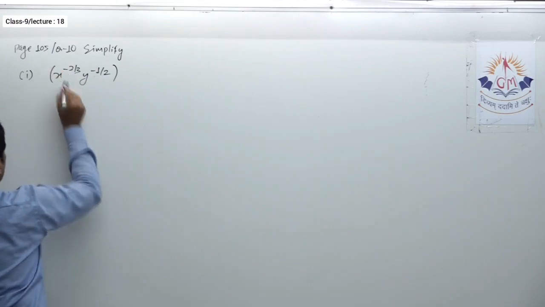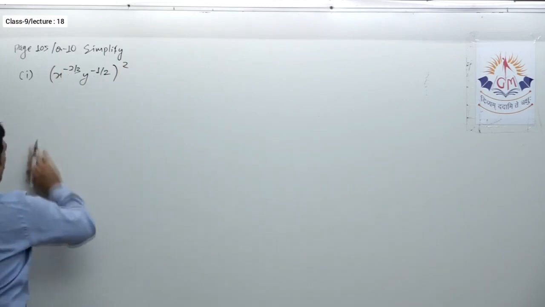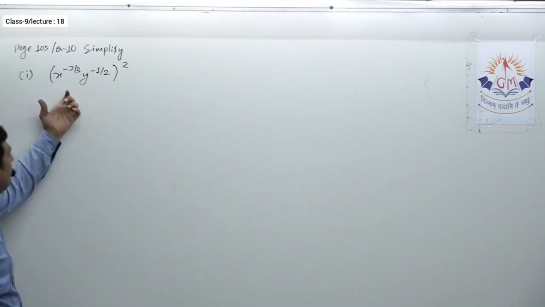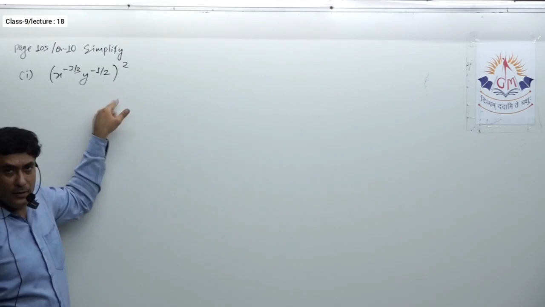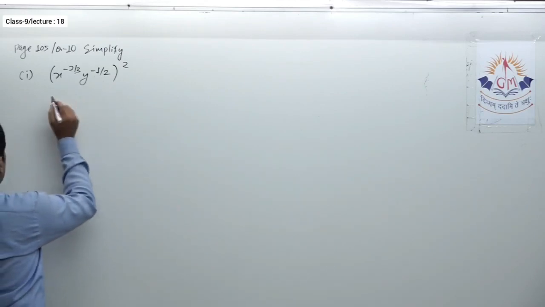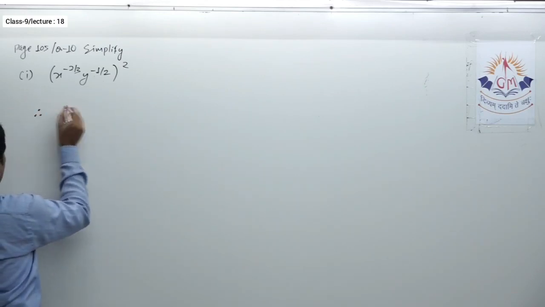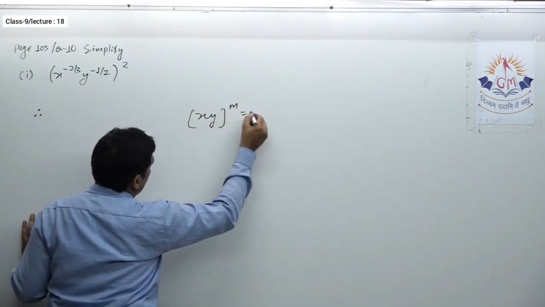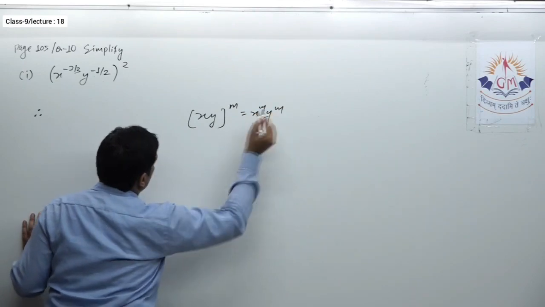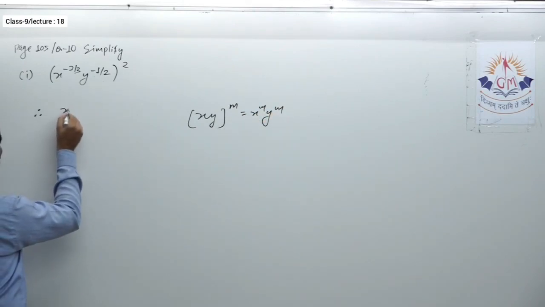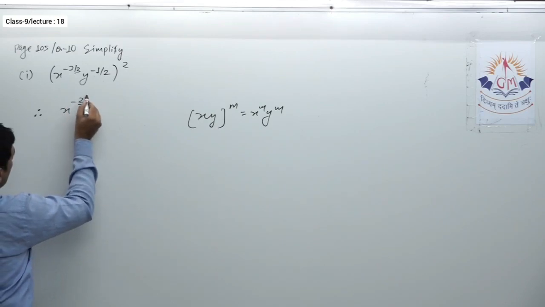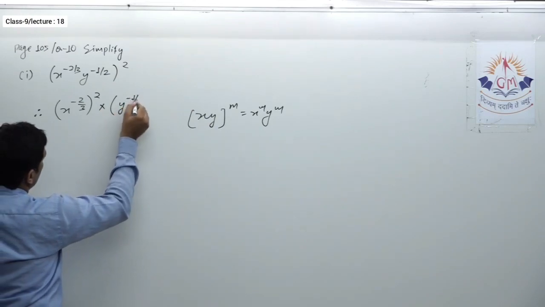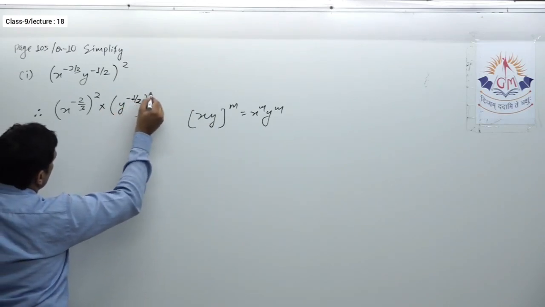See, this is not a difficult question, but I took it because this is, I think, the first question in which we have variables with the powers. So let us see how to solve this. Definitely, see here this was a law, (xy) raised to m is equal to x raised to m, y raised to m. So using that I can write x raised to minus 2 by 3 raised to 2 multiplied by y raised to minus 1 by 2 raised to 2.